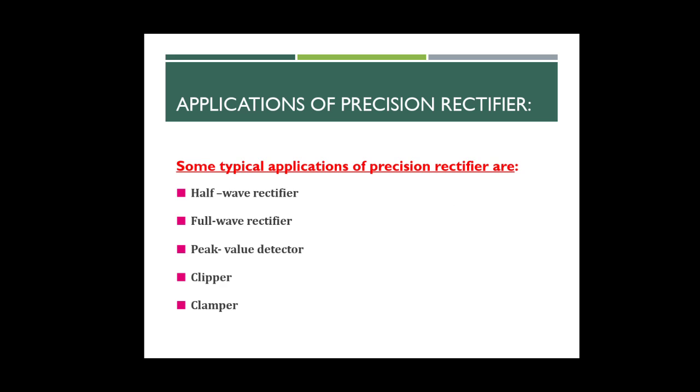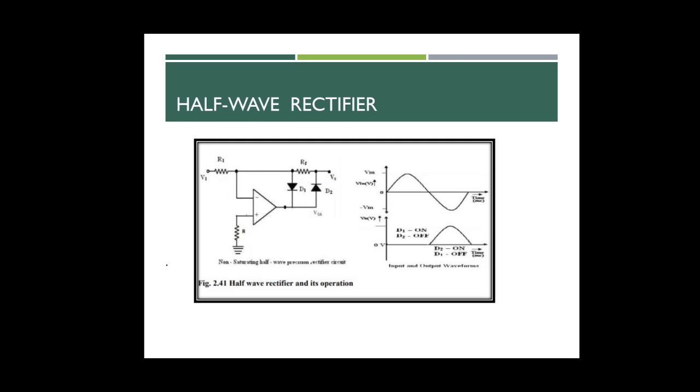The next slide is about the application of the precision rectifier. Some typical applications of the precision rectifier are half wave rectifier, full wave rectifier, peak value detector, clipper and clamper. Half wave rectifier: its diagram is depicted here.